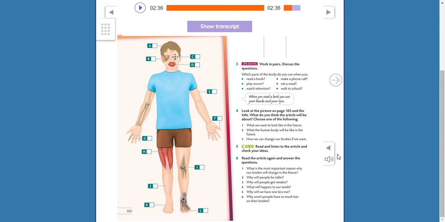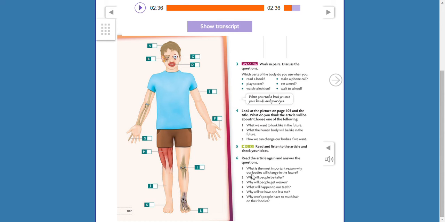So class, here I have 6 questions. What is the most important reason why our bodies will change in the future? Remember, this is in the text. Number 2, why will people be taller? Why will people get weaker? Weaker is like the opposite of strong. What will happen to our teeth? Why will we have one less tooth? Why will people have less hair on their bodies?